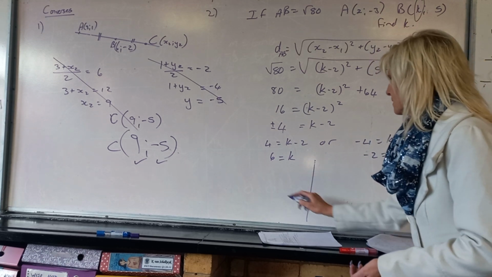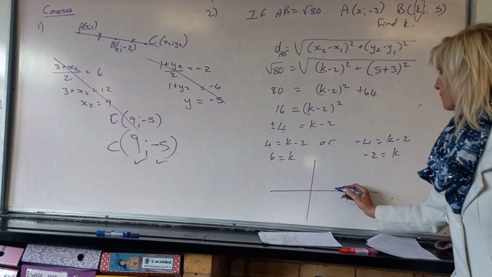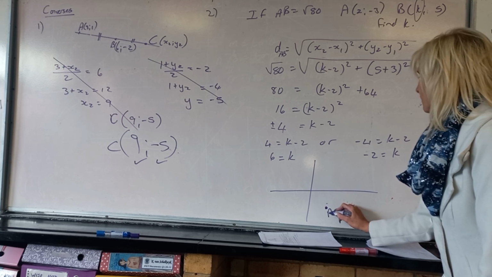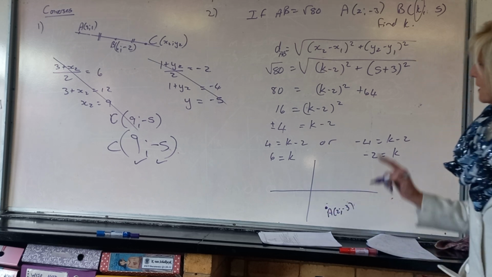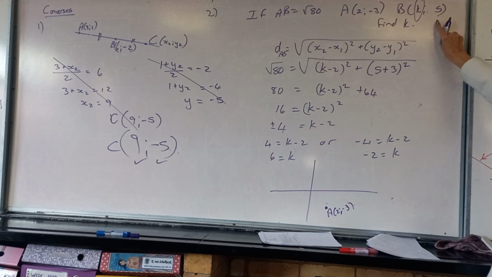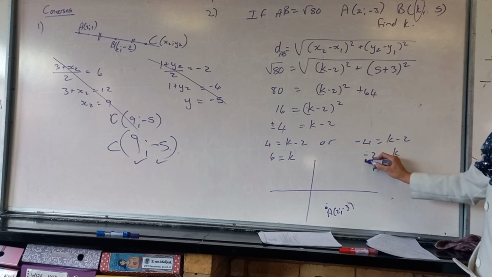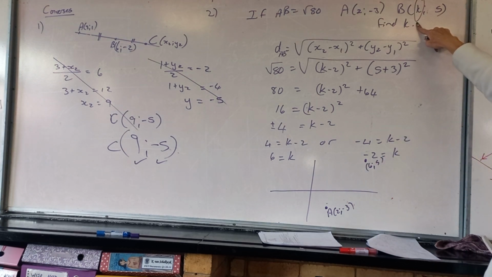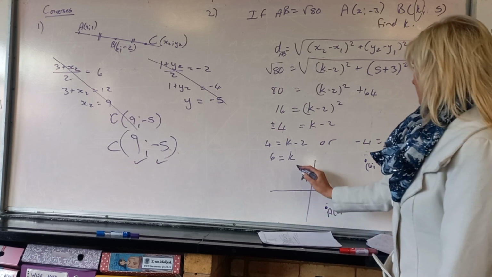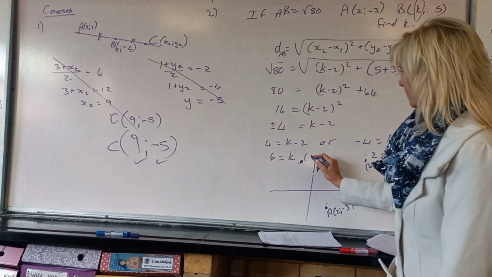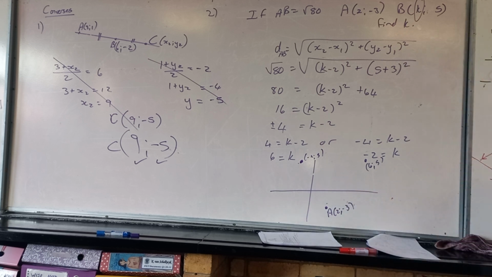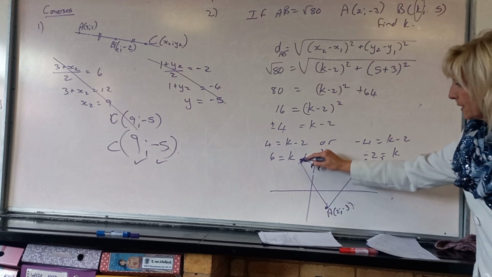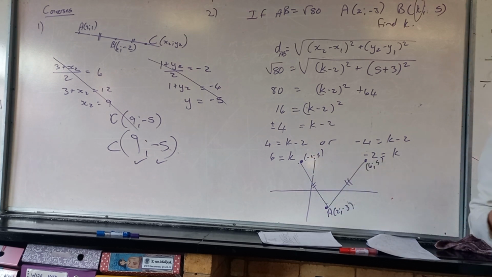On a set of axes, if you had 2 and negative 3 somewhere over there, right? 2 and negative 3 for A. I'm saying that it can either be then 6 and 5, somewhere over there, right? Or it can be negative 2 and 5, somewhere over there. Because the only thing that I'm limited to is that the distance between them must be the same. So there is 2 possibilities.